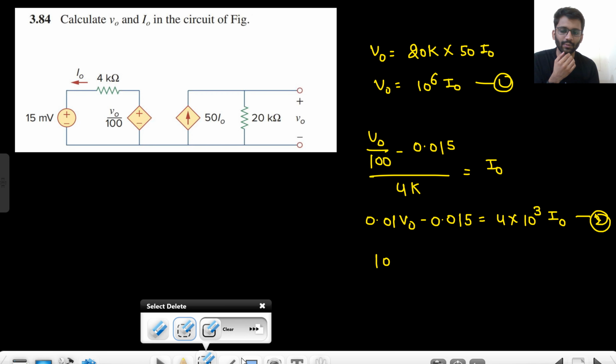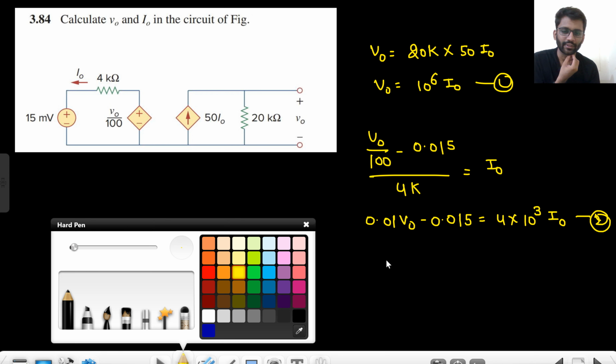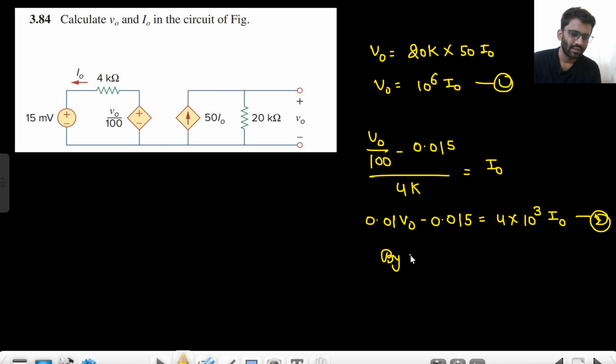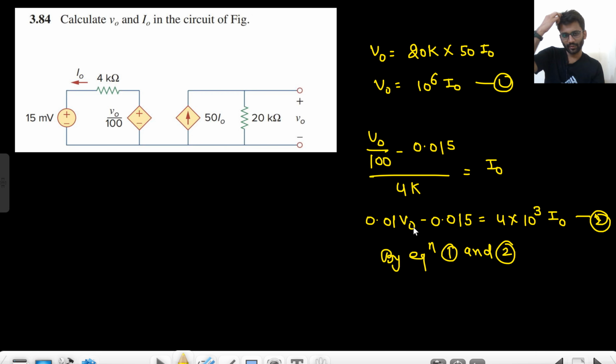So by solving equation 1 and 2, 10 to the power 4, so it will be 6 into 10 power 3 I naught equals to 0.015. So I naught value you will be getting, just solve it by equation 1 and 2, you will get 2.5 microampere.